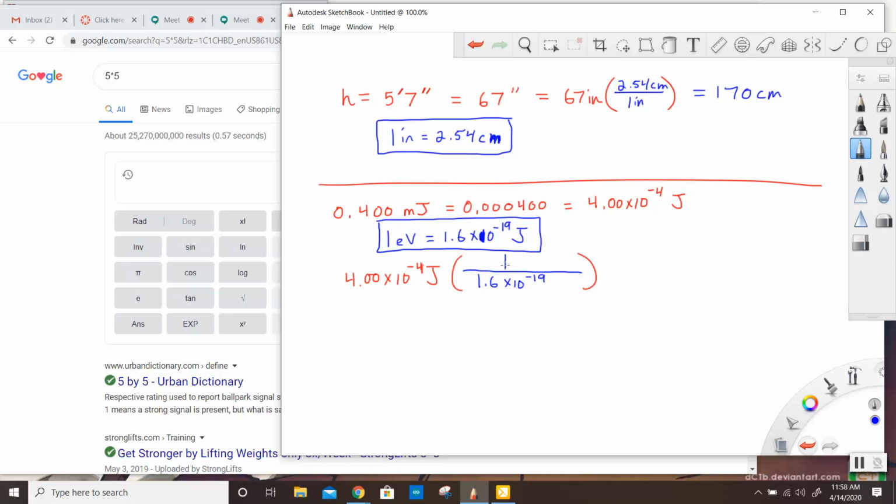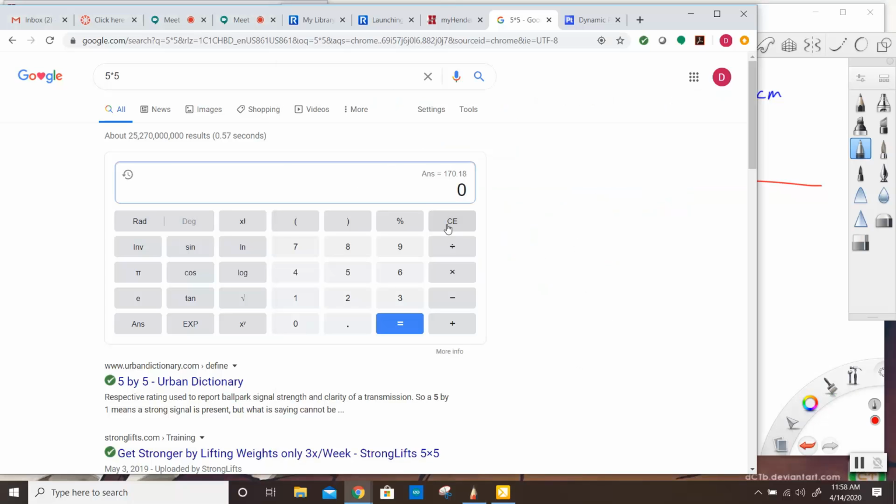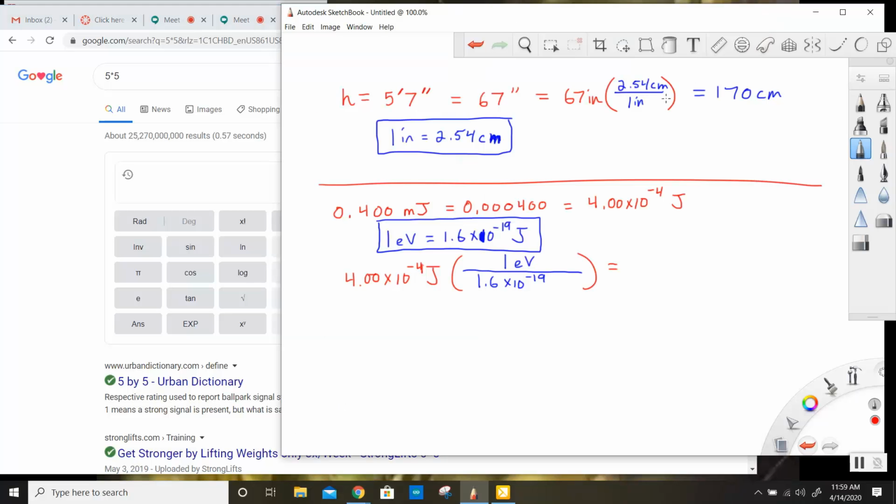So we'll go through over here and do the same thing. We have 4 times 10 to the negative 4, and remember, you can write times 10 to the power of negative 4, or you can do it as 4e negative 4, whichever you like. And that needs to be divided by 1.6 times 10 to the negative 19, since that's in the denominator.